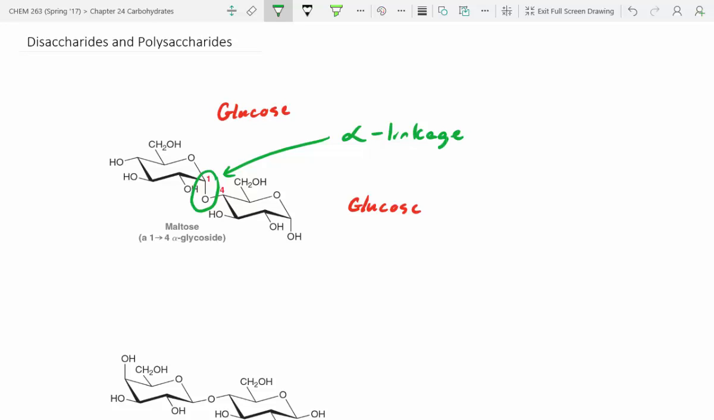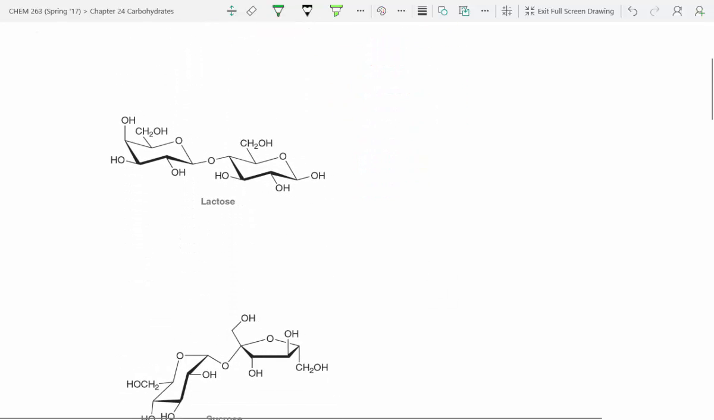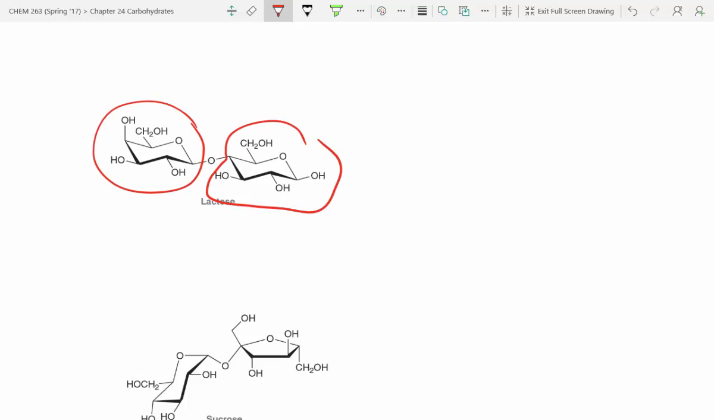You can run into beta linkages. However, our bodies are really bad at digesting beta-linked polysaccharides, right? So let's do another one. This next one is lactose. This is a sugar found in milk. So again, we've got two different carbohydrates linked together. This rightmost one is glucose.